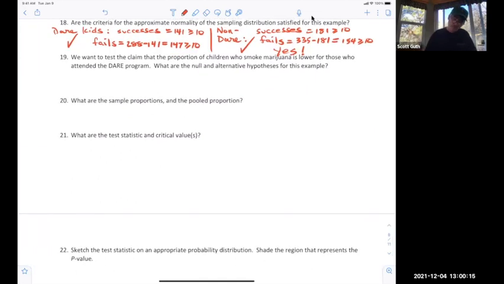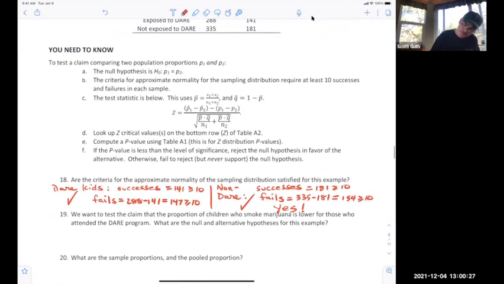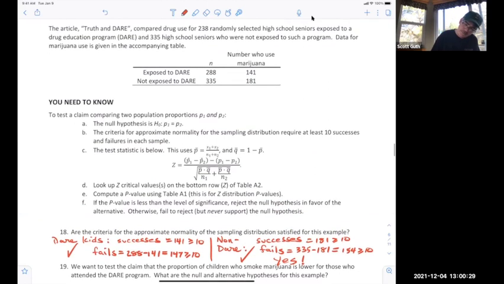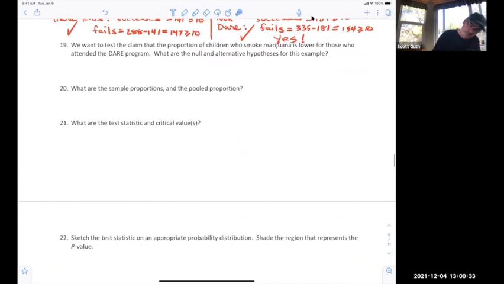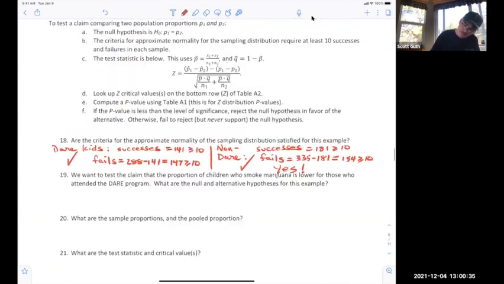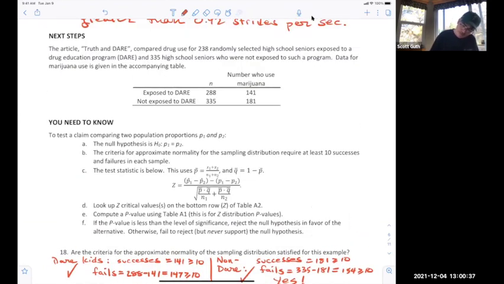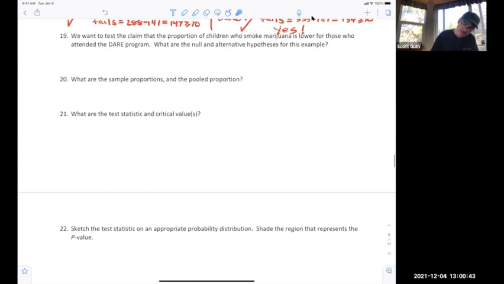Okay, now they want to test a claim that the proportion of kids who smoke pot is lower for the DARE kids. So we'll do the DARE kids first because they were given first here in the data up here. So let's just go ahead and set up the hypotheses. As you saw also, the null hypothesis here would be that the proportions are equal. So you can just set that up immediately. Nothing to worry about there.